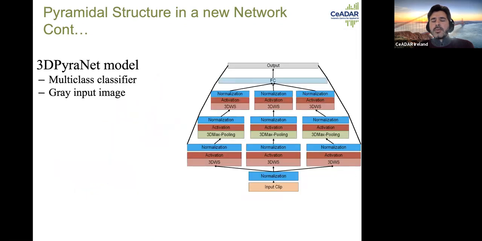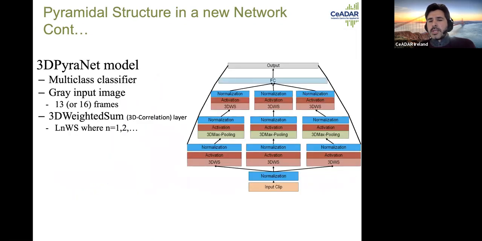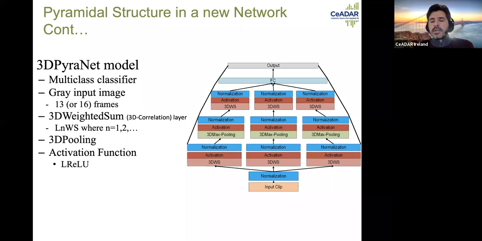So it was the same 2D idea extended to 3D that could be used for different video applications. This is the structure of the model. It is a multi-class classifier. It takes a grayscale input image, or color now as well. You can take 13, 16, as many as you want as input frames.